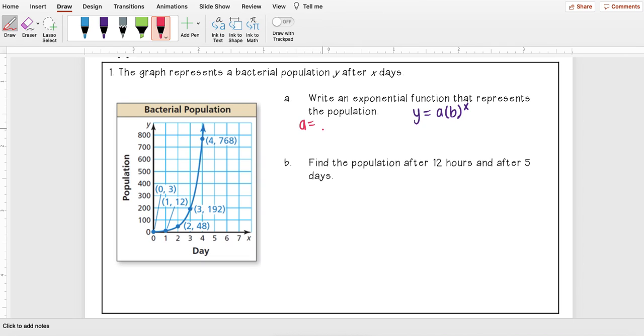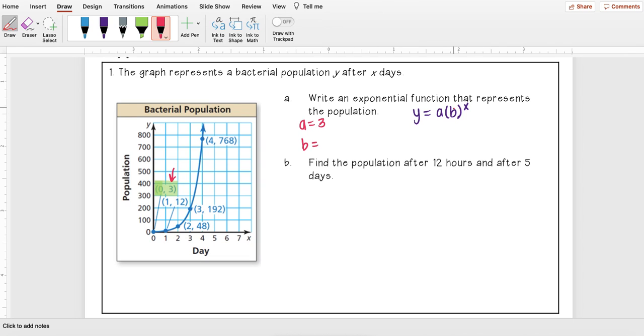Going back to my first video, A is my starting value, or my y-intercept. So I want to look at this graph over here, and I need to figure out where my y-intercept is. Well, it's already marked right here. Remember the y-intercept, the x is 0, and you're looking at the y. So that means that my starting value is 3. That means they're starting with 3 bacteria.